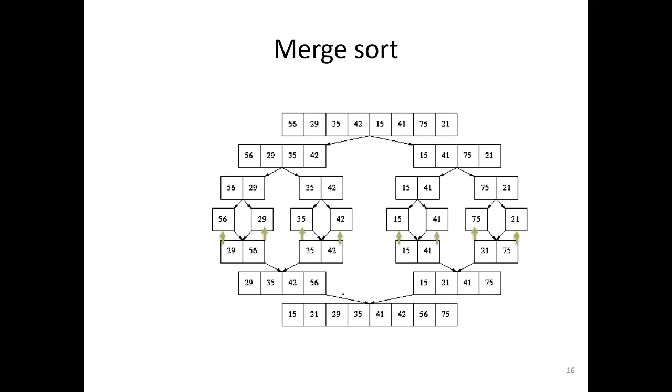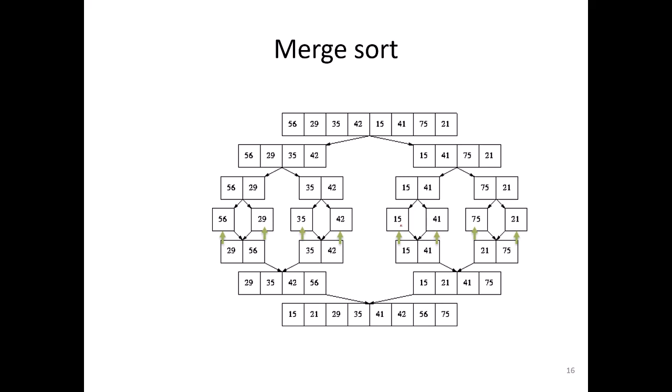We compare 56 with 29. 29 is less, so we copy that. After that, there is no element in the second list, so no element to compare. So we take 56 and append it to the subarray. In a similar way, 35 is compared with 42. 35 is less, so we store 35, and there is no element to compare on the left side, so we just copy 42 and store it in the other subarray.